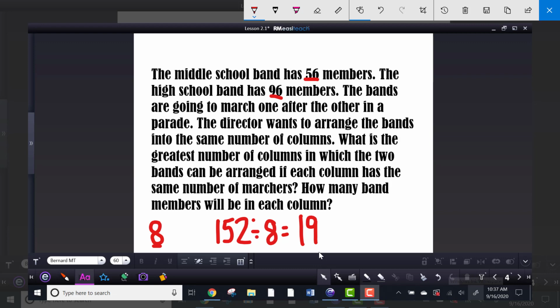Again, you need to make sure you understand that when you see the word greatest, that means it's going to be a greatest common factor problem. Then you find the greatest common factor, and then make sure you're answering all the questions. There are 2 questions here, and it's also asking how many band members will be in each column. So there are 8 total columns. You just take the total number of band members and divide it by how many columns there are. So the answer would be 19 members in each column.